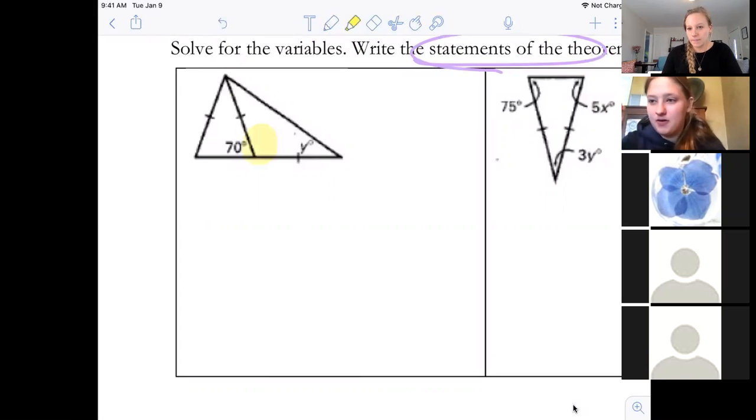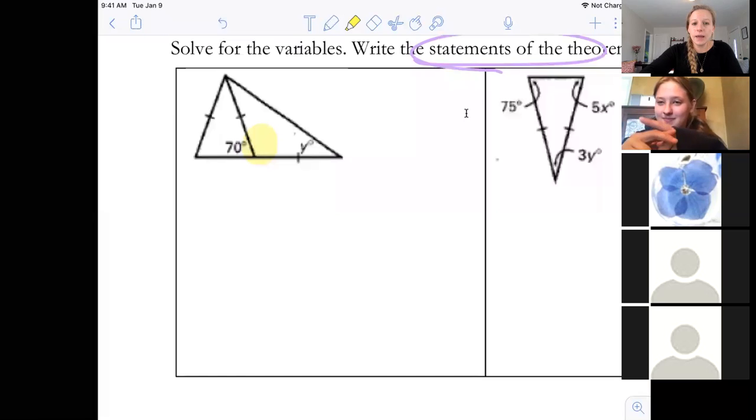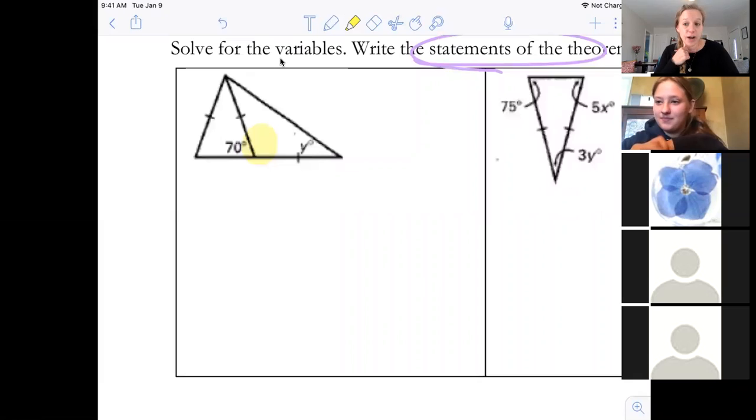Subtract 70 from 180. Why? Because the triangles would add up to be 180. Yes, but tell me more. 70 and that angle are not in a triangle. What is their relationship actually? They're a linear pair. That's what I was looking for, Ava. Good job. They're a linear pair.